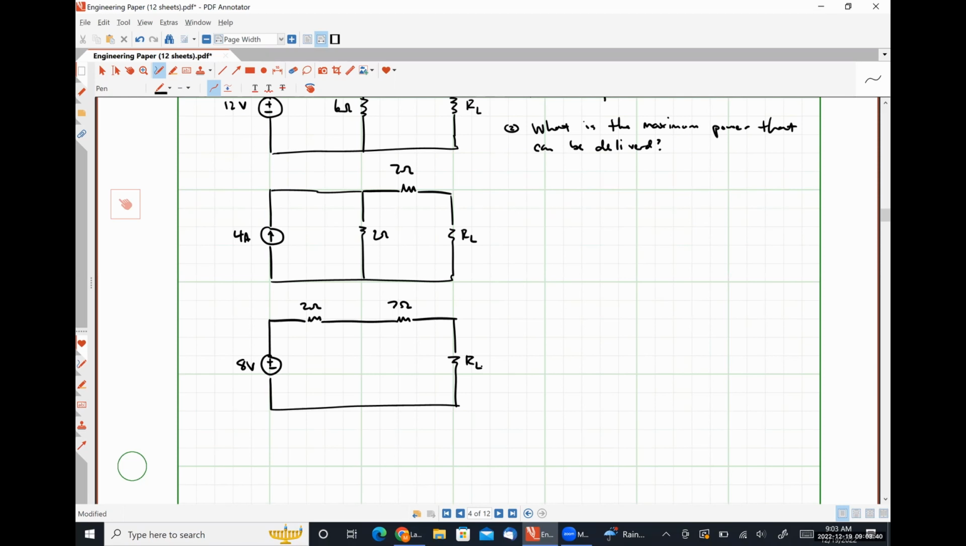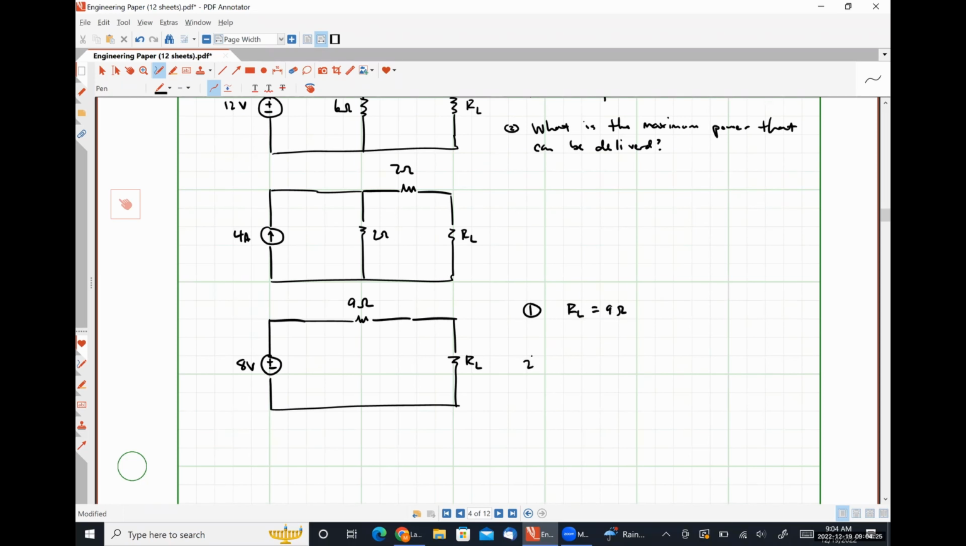All right, what now? All right, so 2 in series with 7 looks like 9. So am I done? Why am I done? Because I have a practical voltage source connected to RL, okay? So the answer to question 1, what value of RL causes maximum power to be delivered, is RL needs to be equal to 9 ohms.